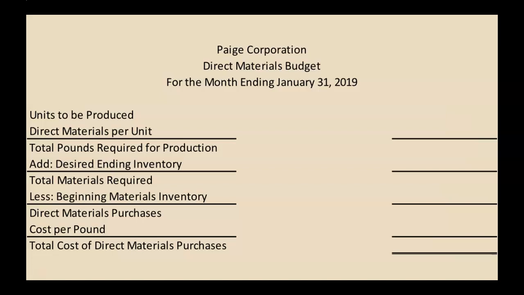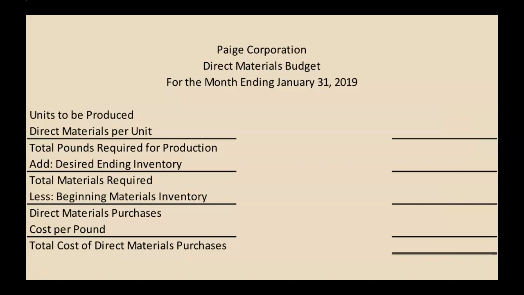And then we want to add in our desired ending inventory. So at the end, how many pounds of materials do we want in our ending inventory? That will give us our total materials required. We subtract out our beginning materials inventory. So how many pounds did we have at the start? And that will give us our direct materials purchases. So how much in purchases do we need to make during this month for materials? We then multiply that by the cost per pound to figure out the total cost of direct materials purchases.